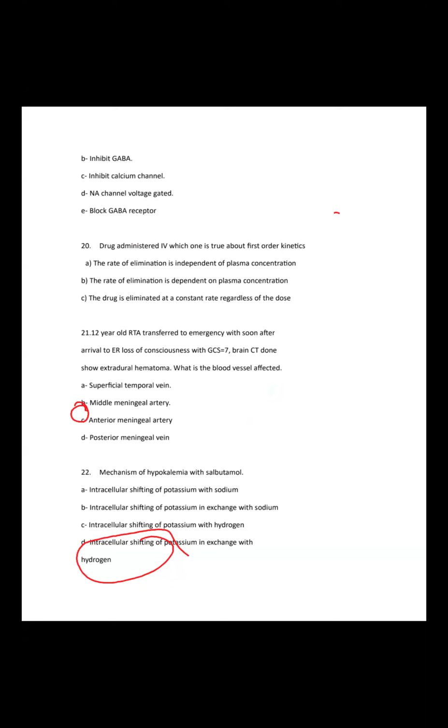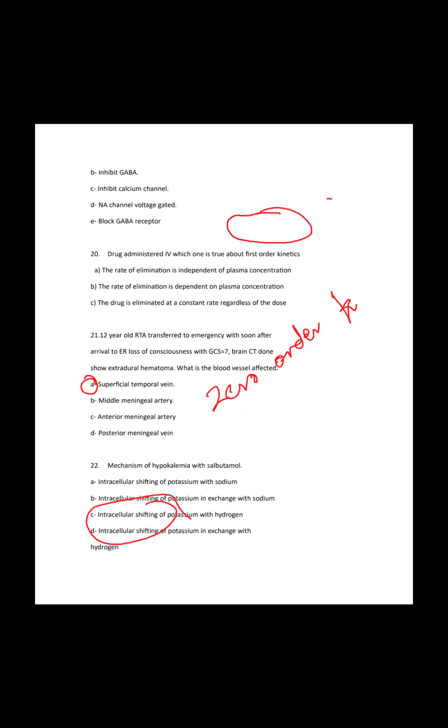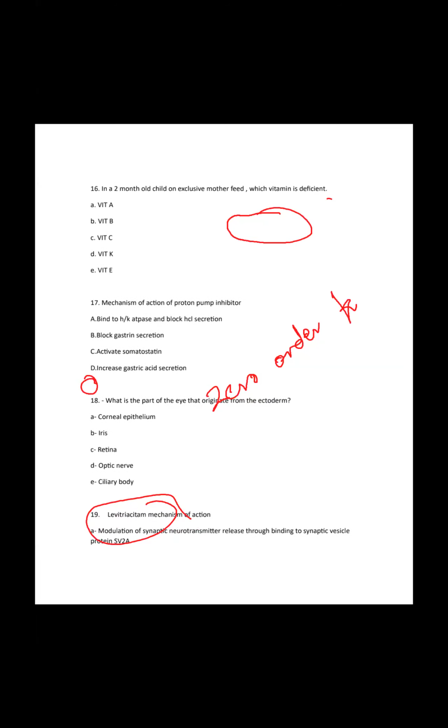Which one of two is about the first order kinetics? This is related to the drug removal. We have two types, first order and zero order kinetics. I think I have mentioned it in my lecture. Zero order kinetics. Sorry, what you were asking? Question number 19 is answer A. Levetiracetam specifically works on the presynaptic vesicle protein SV2A.